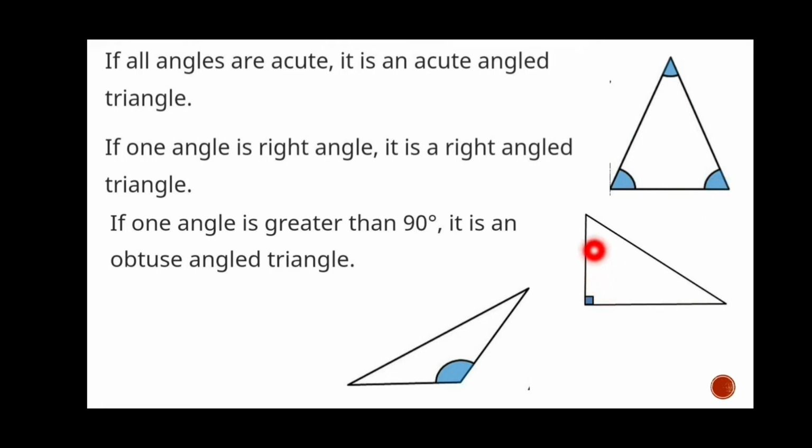If one angle is a right angle, meaning 90 degrees, then it is called a right angle triangle. And if one angle is greater than 90 degrees, it means obtuse angle, then it is called an obtuse angle triangle.